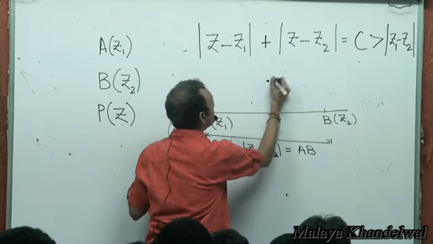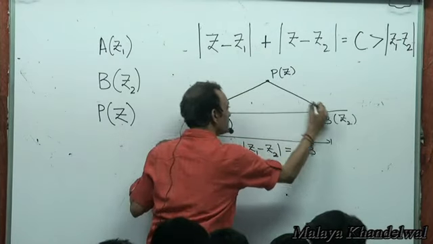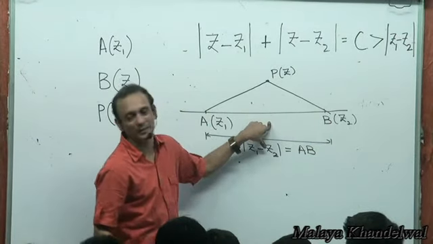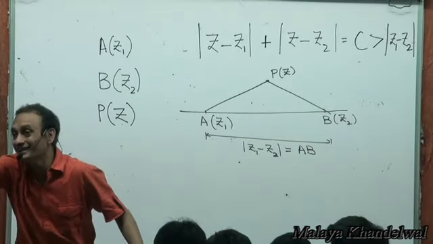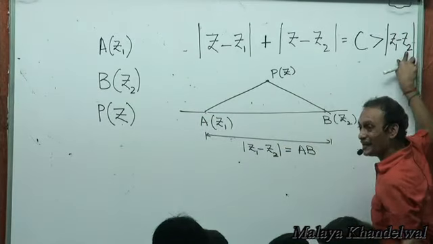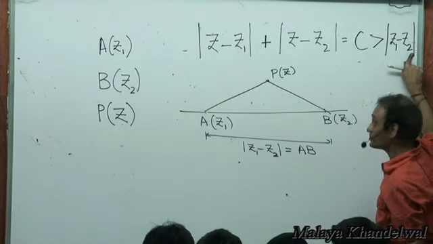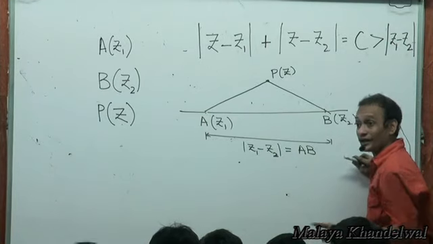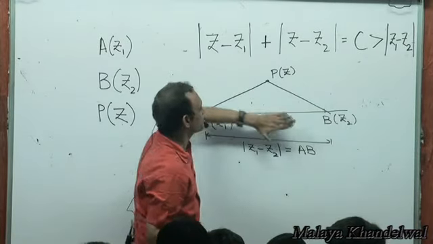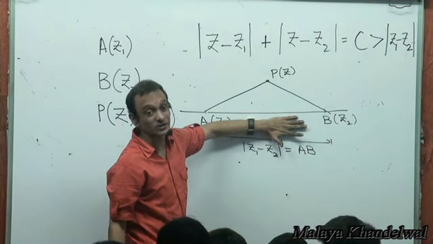And P moves in a manner that PA plus PB. So if P does not lie on AB, then PA plus PB will be bigger than AB, because then PAB must constitute a triangle. Right? So PA plus PB must be bigger than AB. Isn't it? Now if it's a constant C bigger than mod Z1 minus Z2, P will not lie between A and B. Right? And if PA plus PB is a constant bigger than this, then the locus of P will be an ellipse.